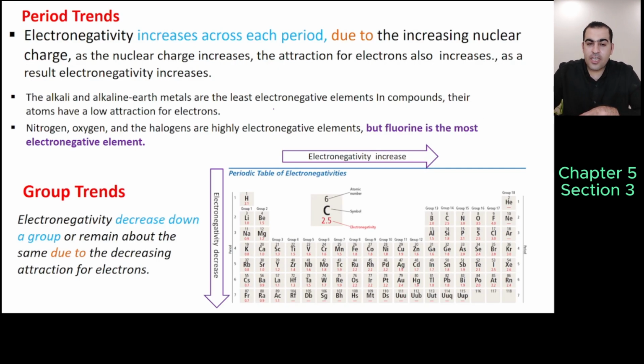Electronegativity increases across each period due to the increasing nuclear charge. Ionization energy also increases across the period. Because of increasing nuclear charge, when nuclear charge increases, the attraction for electrons also increases. As a result, electronegativity increases. Electronegativity is the ability of the nucleus of an atom to attract electrons from another atom.